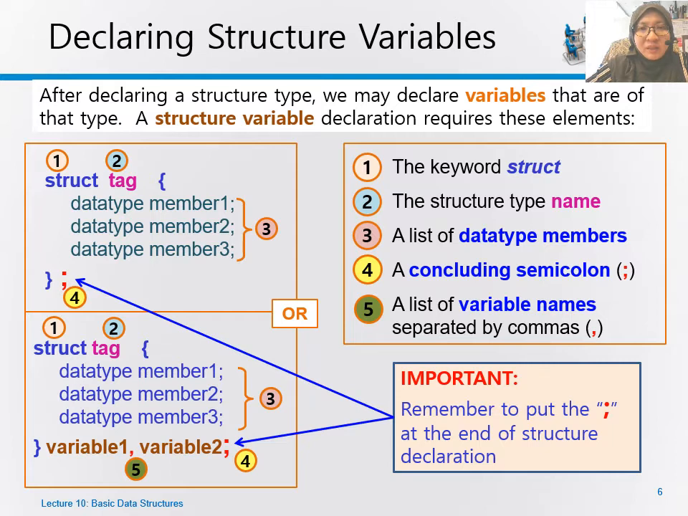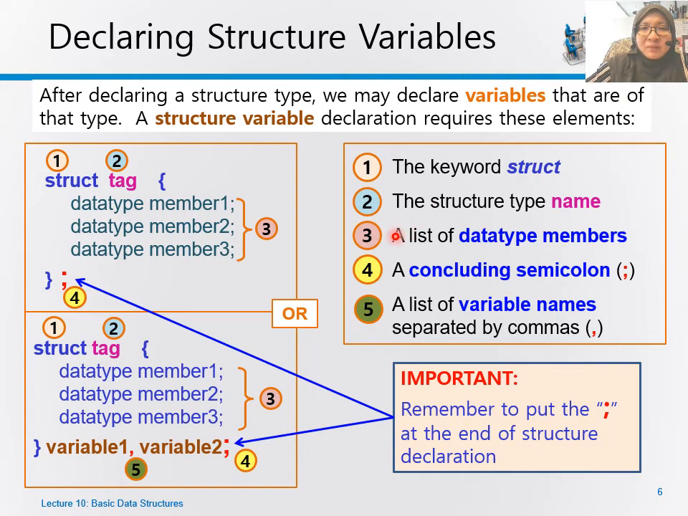This is to declare a structure variable. After declaring a structure type, we may declare variables that are of that type. So a structure variable declaration requires these elements. The first one is the keyword struct, and then the structure type name, the tag. This will be any name that you think is relevant to that structure. If it's student data, then you put student. If it's related to parent data, it's parents, or school or university, depends.